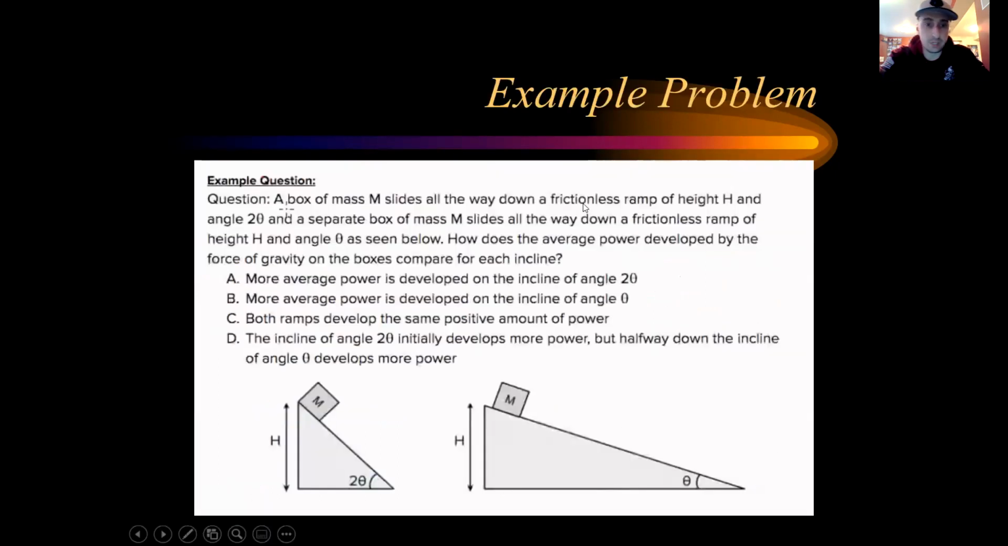So let's look at this. A box of mass M slides all the way down a frictionless ramp of height h and an angle of 2 theta. A separate box, mass M, slides all the way down a frictionless ramp of height h and an angle of theta as seen below. How does the average power developed by the force of gravity on the box compare for each incline?